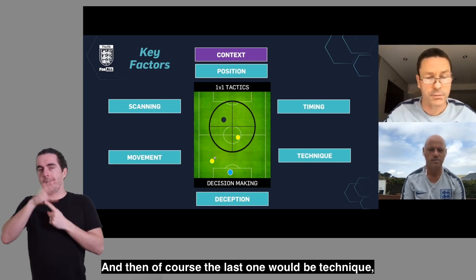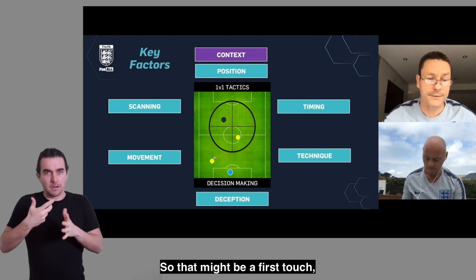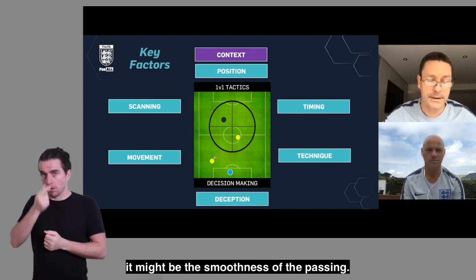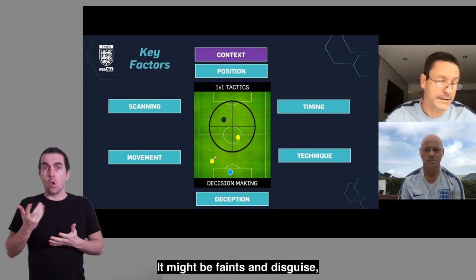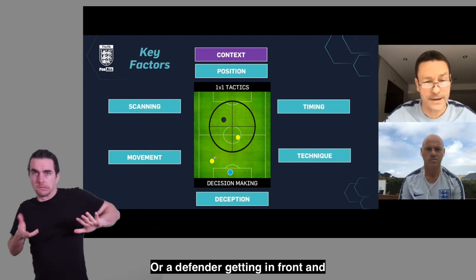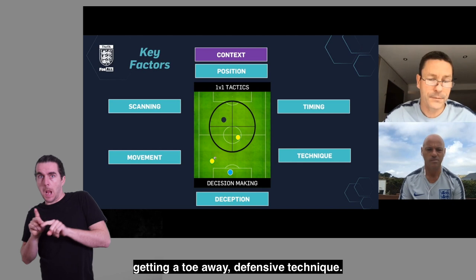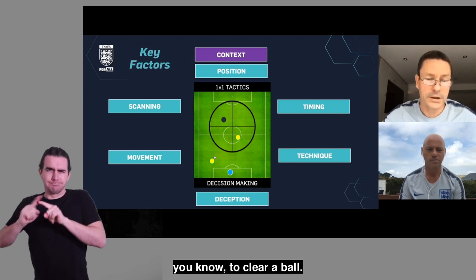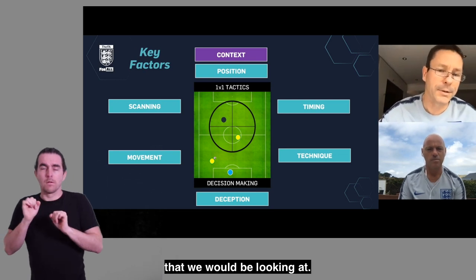And then, of course, the last one would be technique. All the different techniques that might be involved. So that might be your first touch. It might be the smoothness of the passing. It might be feints and disguise, turning, shielding, etc. Or a defender getting in front and getting a toe away. Defensive technique, you know, to clear a ball. So it would be all those type of things that we would be looking at.